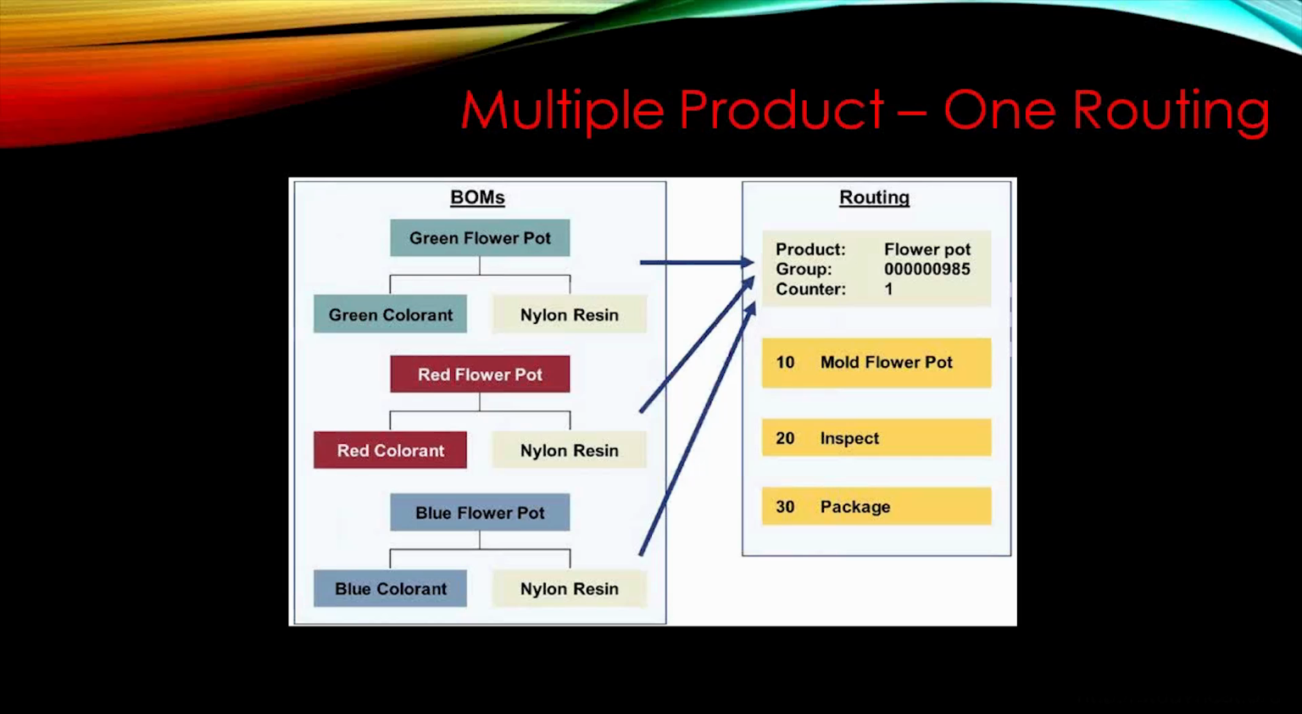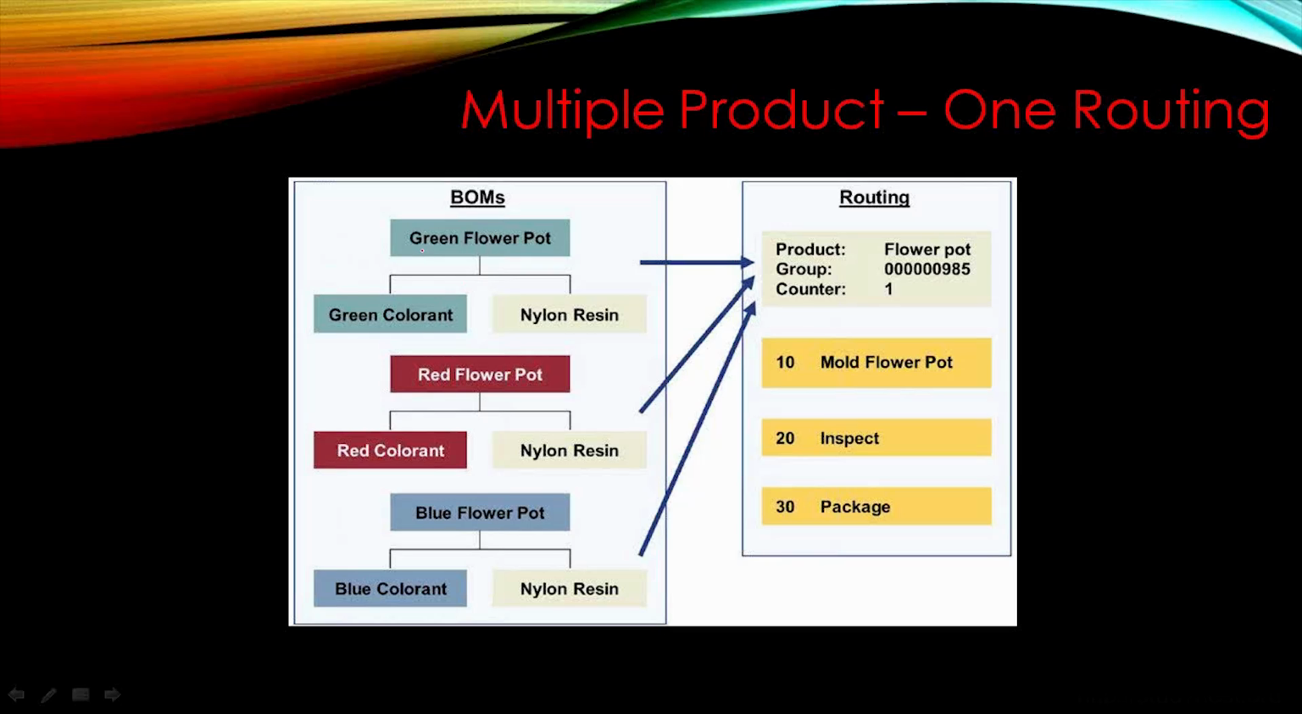Now we're going to talk about group routing. As the name says, group routing means that we can create a single routing, a common routing, that can be used by different materials. For example, in this screen you can see multiple products, one routing. So what that means is, in my company, for example, we are manufacturing different materials, but all of the materials use the same routing.